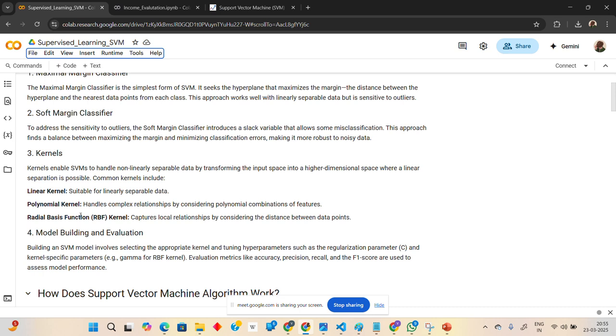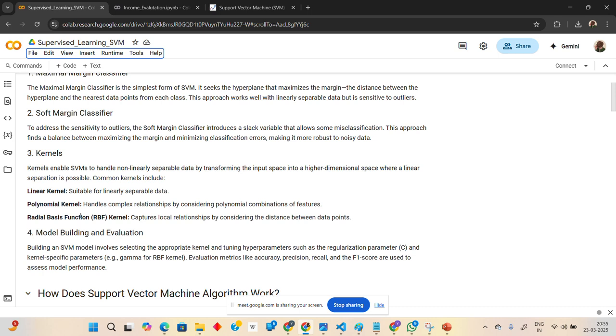Polynomial kernel means handling complex relations, considering the polynomial combination of features. Polynomial combination of features was already covered in linear regression, right? So if you find that degree is involved, that points are being polynomially arranged, then we can use the polynomial kernel to separate them.